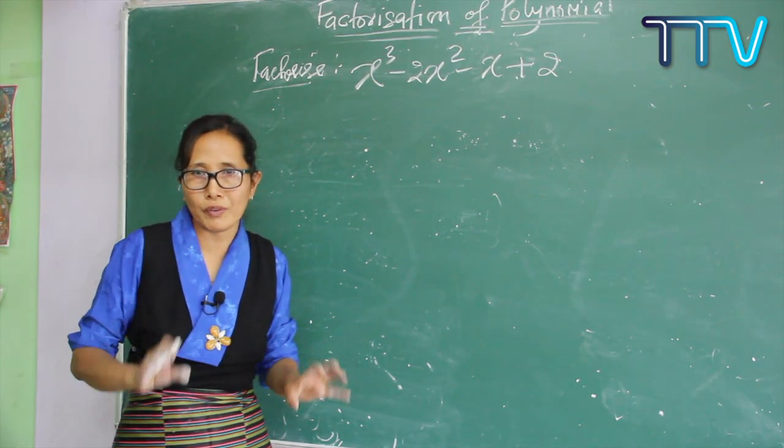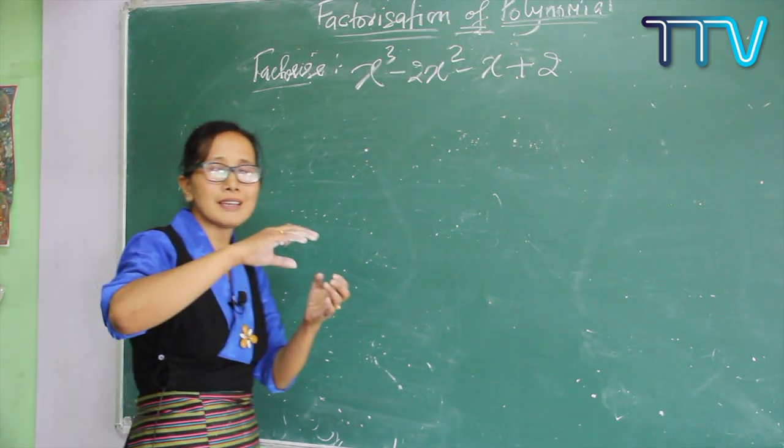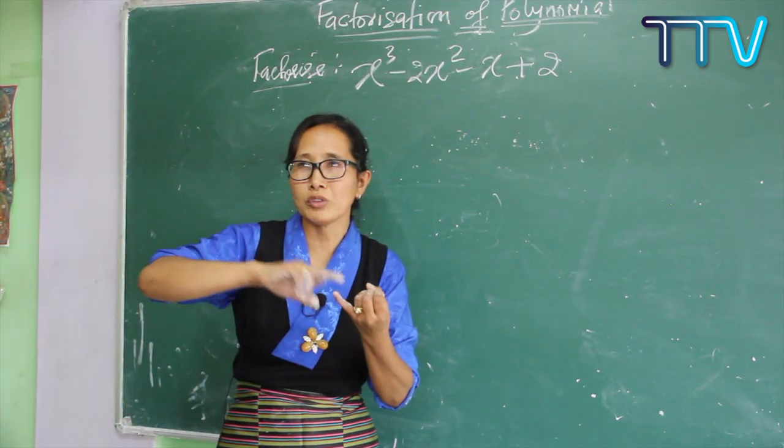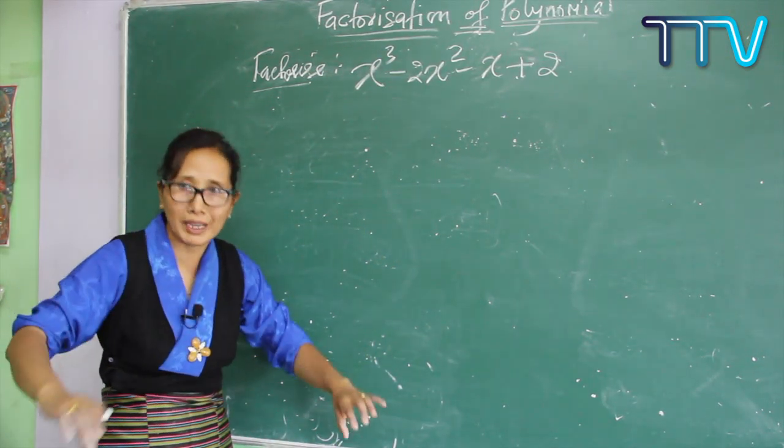So what are those 3 factors? Understood? So when you find it out, same case as 30. 30 has 3 factors, 2, 3 and 15. So same here, if it is cubic you will be having 3 factors. What are those 3 factors, okay?